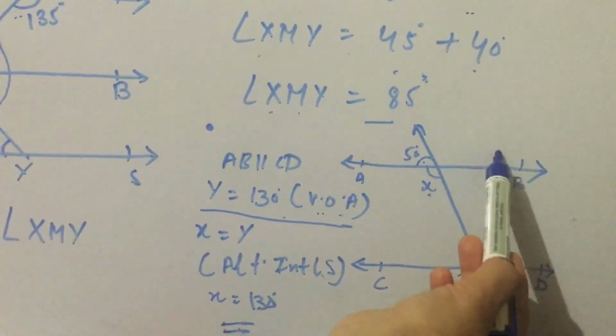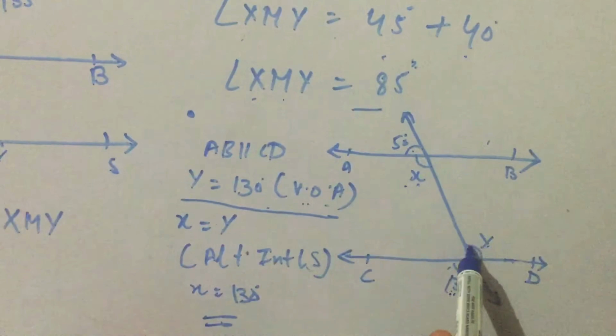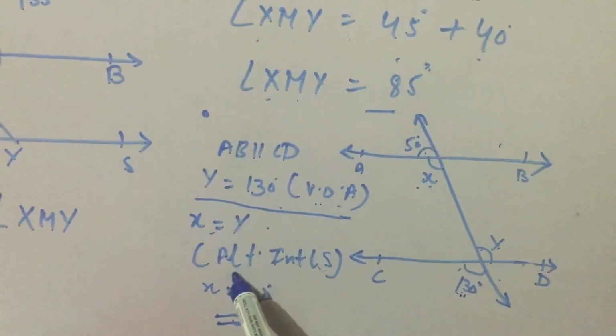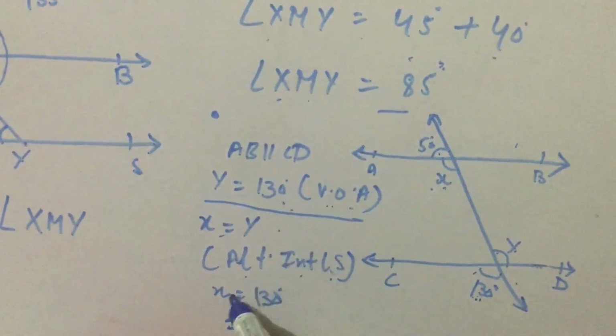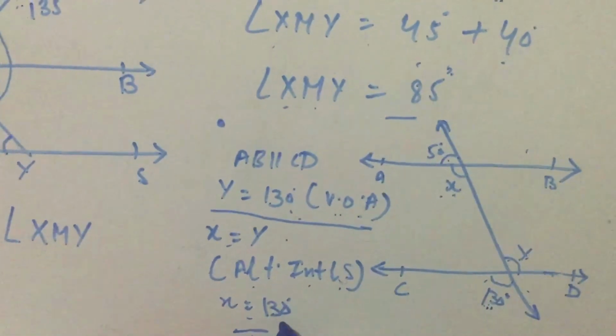And because these two lines are parallel, X equals Y by alternate interior angles. Y we have already found as 130 degrees, so X equals 130 degrees.